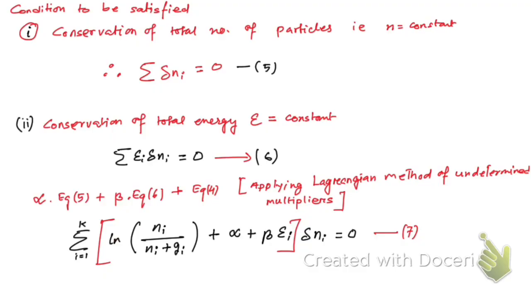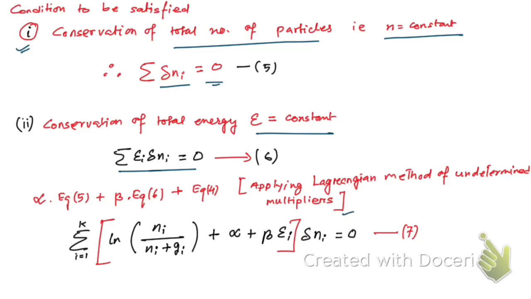So now you see we have two conditions. One is the conservation of the number of particles: the total number of particles n is constant, so del ni is going to be equal to 0. And the conservation of energy: the energy is constant. So that's why we get these two conditions. Now let's apply the Lagrangian method of undetermined multipliers.